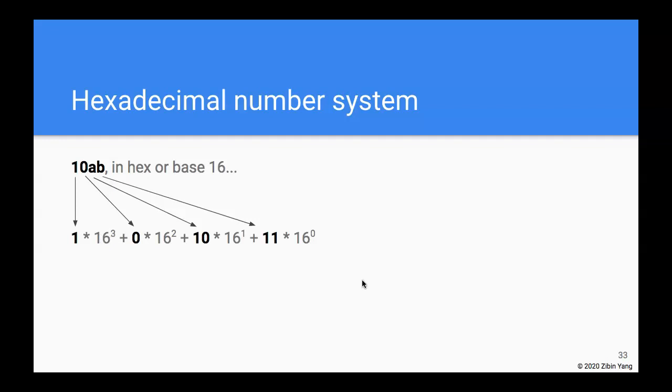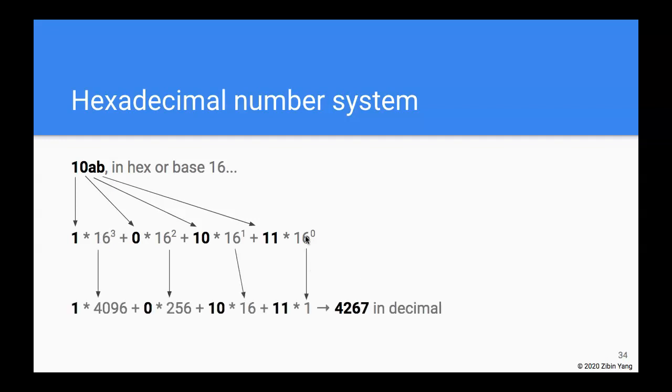Now, if we continue the calculation, 16 to the 0th power is 1, 16 to the 1st power is 16, 16 to the 2nd power is 256, and 16 cubed is 4096. We multiply all these numbers together and sum them all up, and the final number is 4267, and that is the decimal value of 10AB in hex.